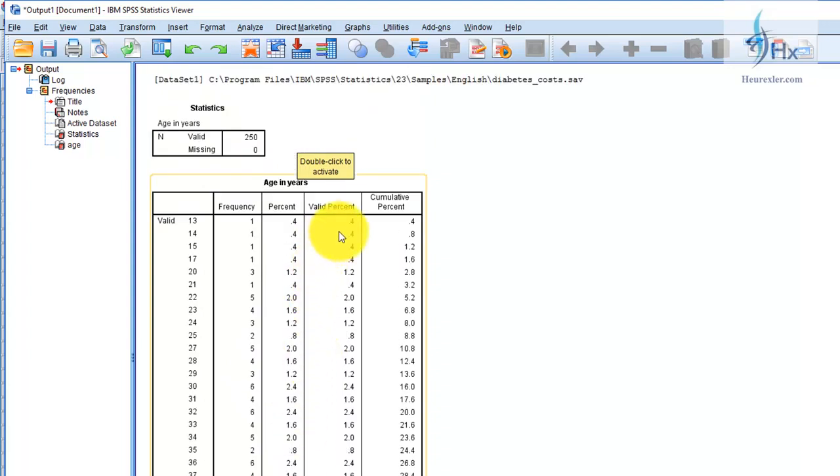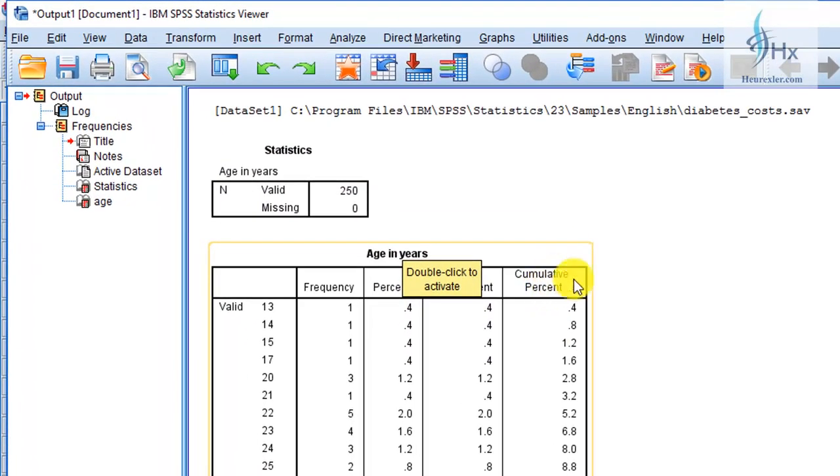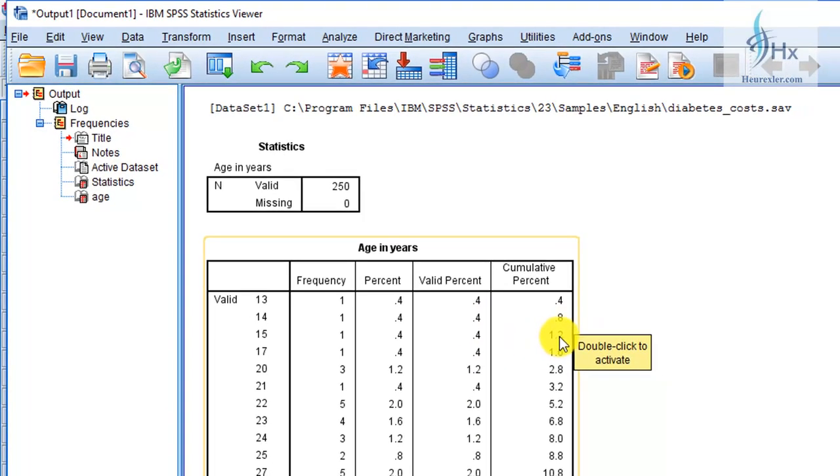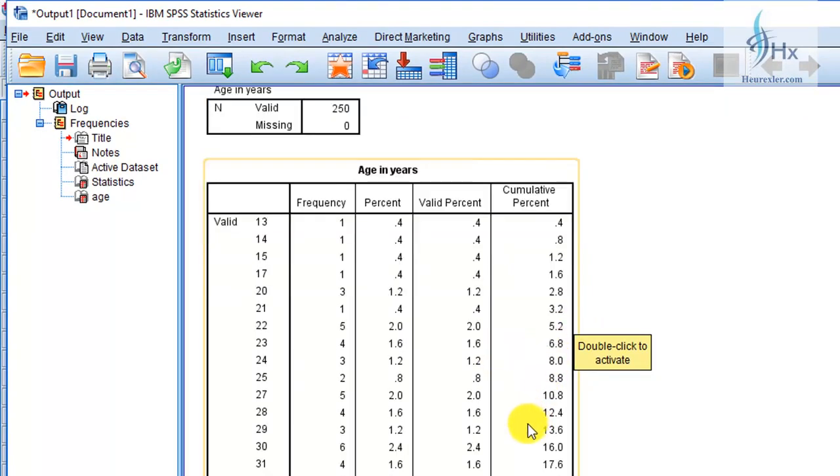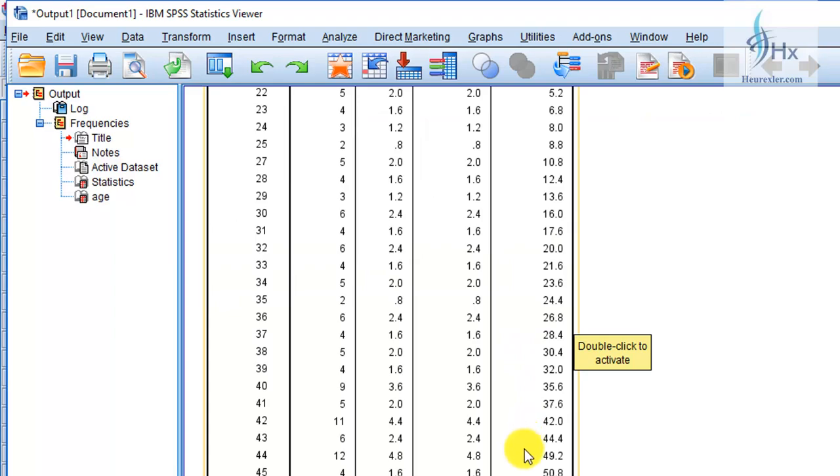Valid percent is basically the percentage adjusted for missing values, and since we do not have any missing values in our data set, percent and valid percent are the same, because all the cases are valid cases. Cumulative percentages are nothing but the cumulative addition of these percentages. For example, 0.4 is 0.8, 0.8 plus 0.4 is 1.2, 1.2 plus 0.4 is 1.6, and so on. So that's how we use and interpret the frequencies option.